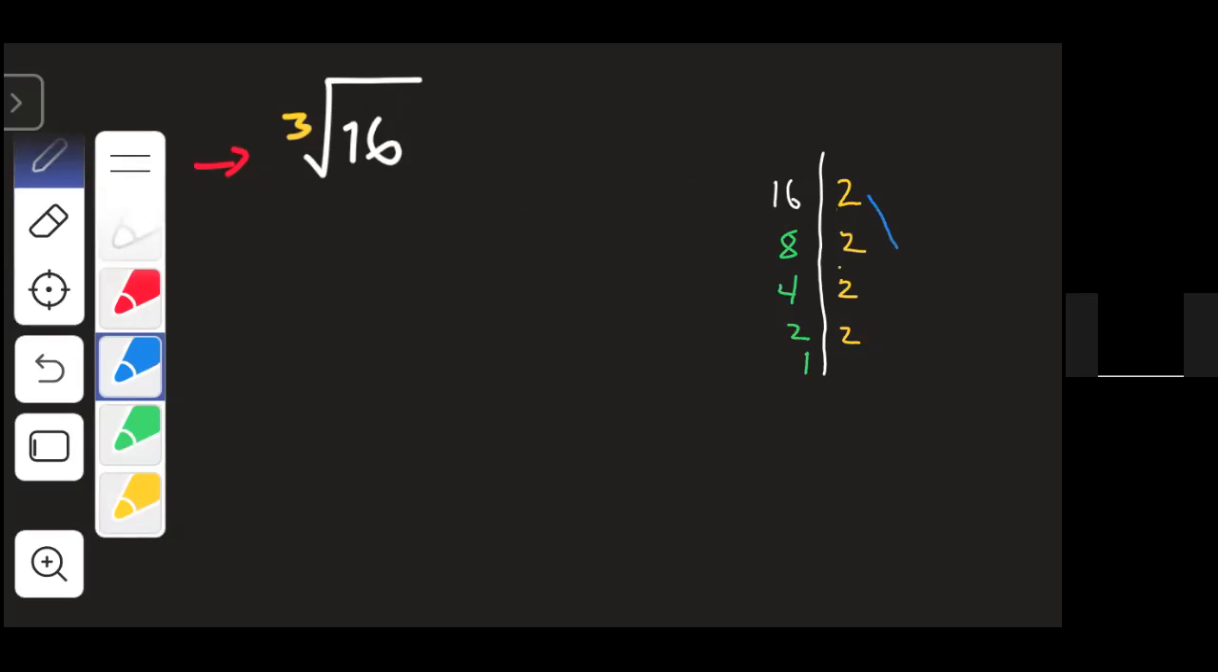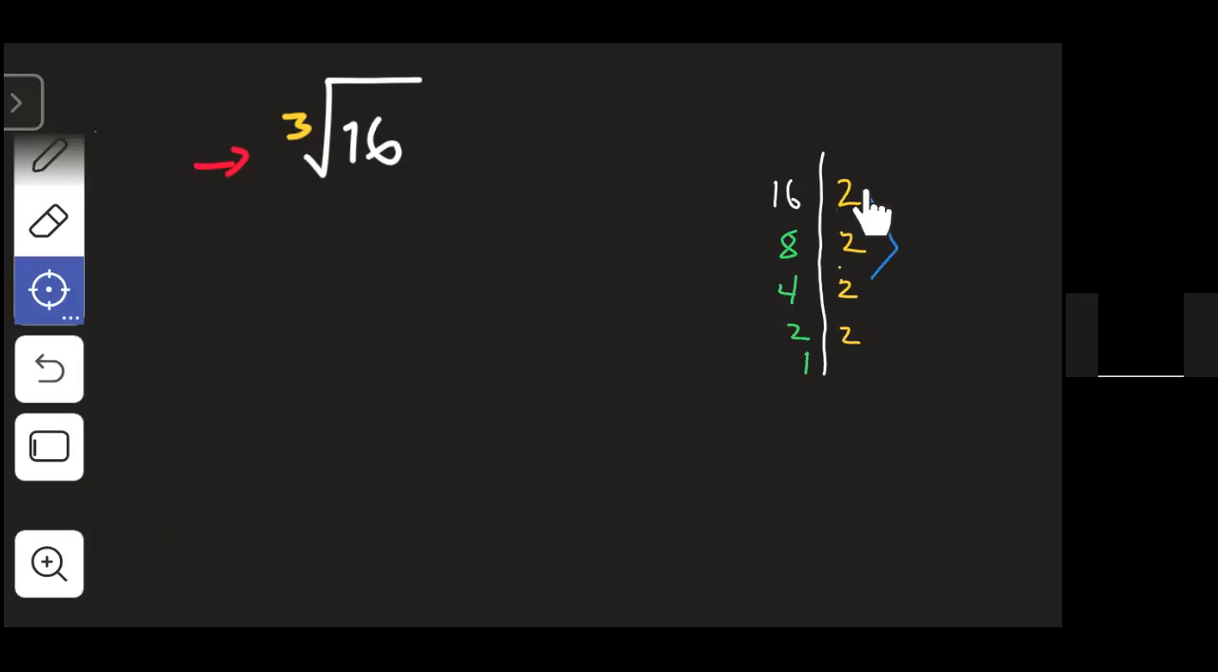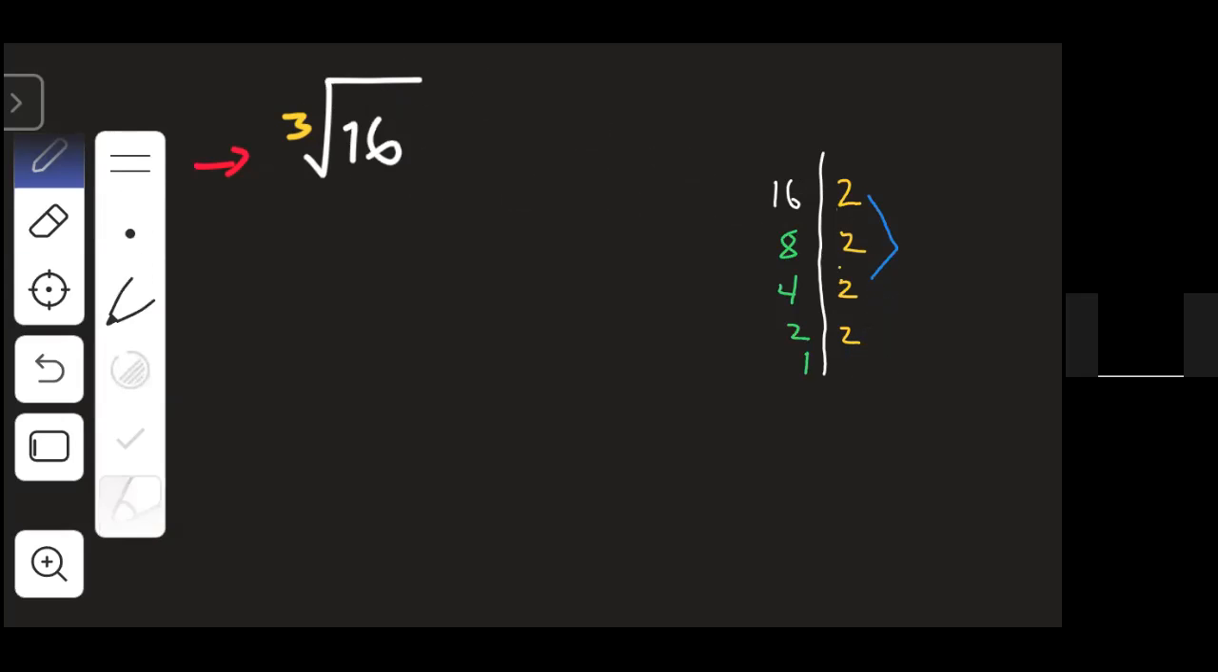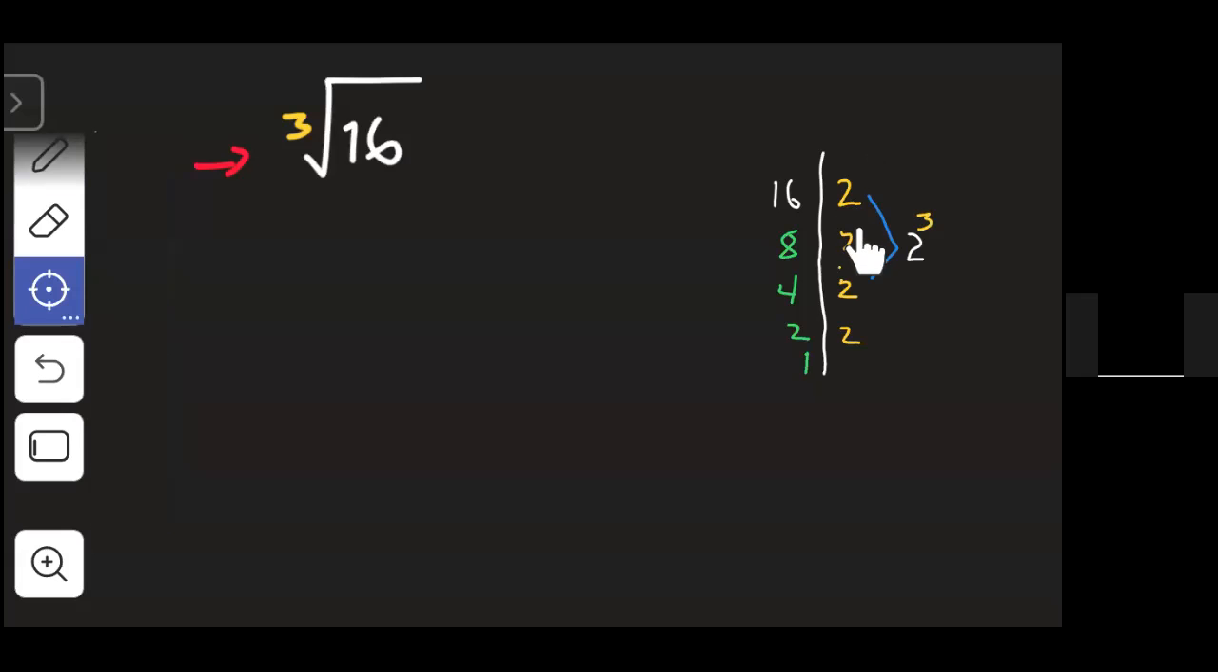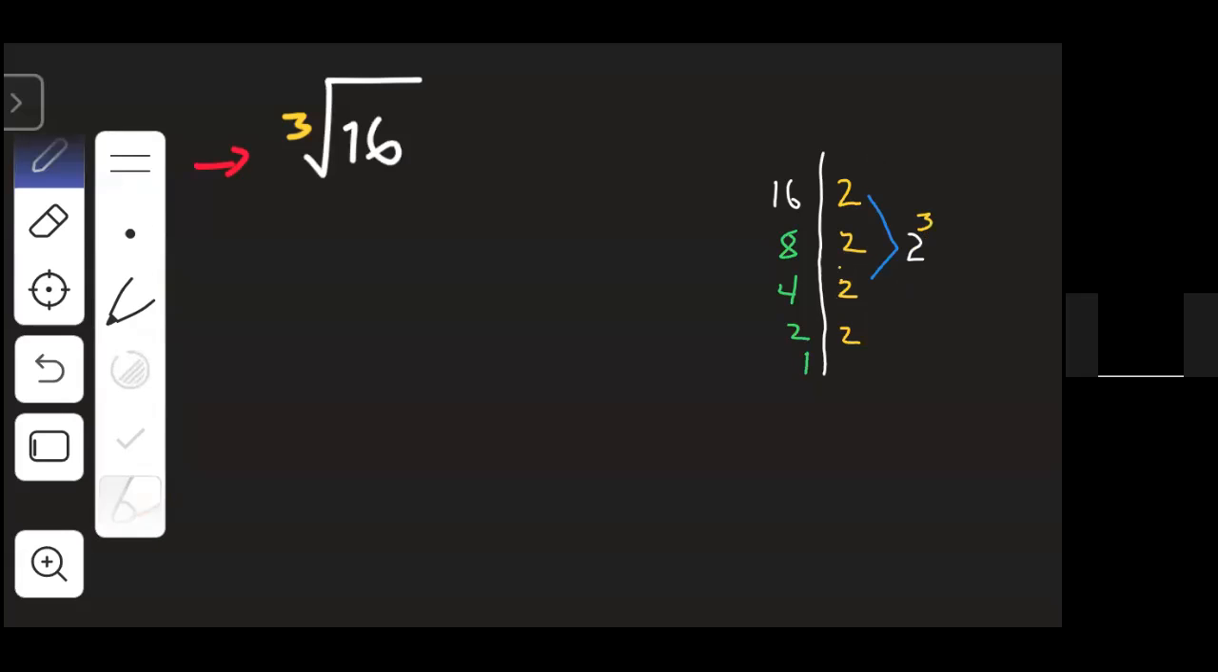1, 2, 3. Okay, this is one group. And this is the leftover part. Again, you leave it like that. So instead of having 2 times 2 times 2, I need to rewrite that as an exponential expression. 2 to what power? To the third power, 2 cubed, right? Because you're repeating 3 times. 2, 2, 2 is 2 cubed. And this 2 is the leftover part. You leave it like that.